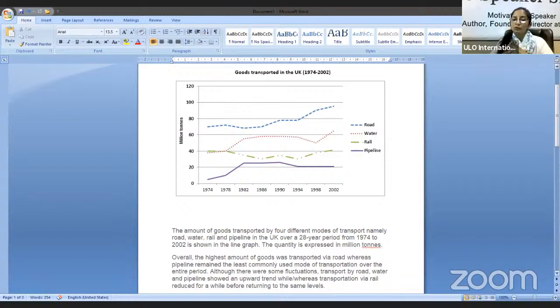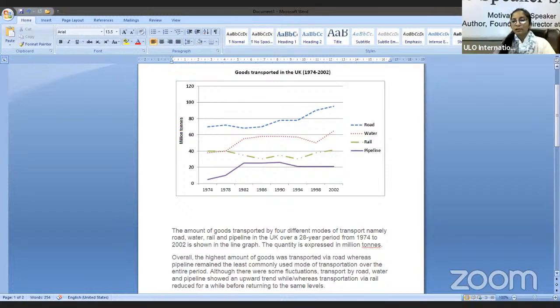Overall, the highest amount of goods was transported via road, whereas pipeline remained the least commonly used mode of transportation over the entire period. We have seen that of all the three, road, water, and rail, the pipeline remained the least. That means that fewer goods were transported by the pipeline route.